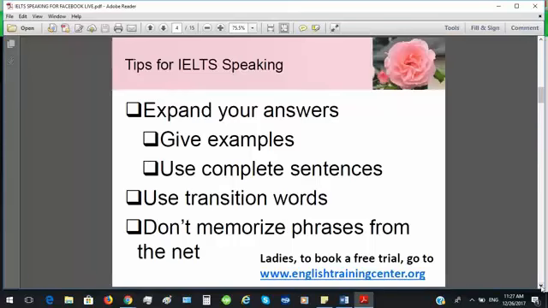And I want to point out a mistake that a lot of native Arabic speakers make. They have a tendency to say 2 years before. Okay, we normally say 2 years ago. Also, don't memorize phrases from the internet. All right, and I think that's all the tips that we have for today.